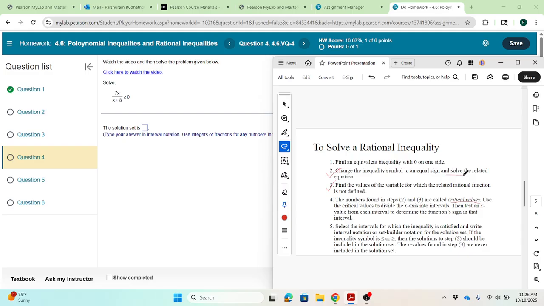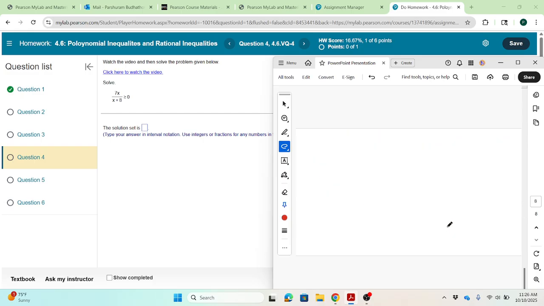Solve the equation, the top part, and find where the function is not defined. Both of these points are called critical values. So here in this problem, the critical values are -8 and 0. Now we're going to do the same thing. We're going to check where this rational function is greater than or equal to 0 on these three intervals.